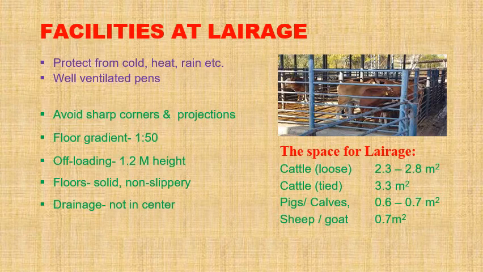There is a space requirement or space calculation for lairage. How much space is required in the lairage depends on the number of animals to be slaughtered. So here is the number per animal. In case of cattle, if we keep them loose or untied, that is 2.3 to 2.8 square meters. And cattle, if we keep them tied, then it is 3.3 square meters. For pigs and calves, around 0.6 to 0.7 square meters. For sheep and goat, 0.7 square meters.